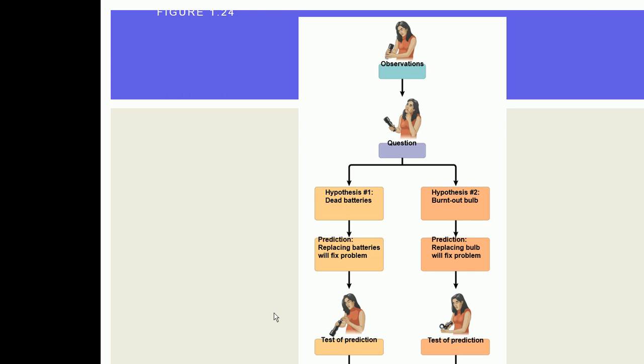is rejected. Because this hypothesis is rejected, now she is going to formulate an alternative hypothesis. The alternative hypothesis is maybe the bulb is burnt out, and then she has to test this hypothesis. For that, she is going to replace the bulb, and if it starts working, it means this hypothesis was correct.